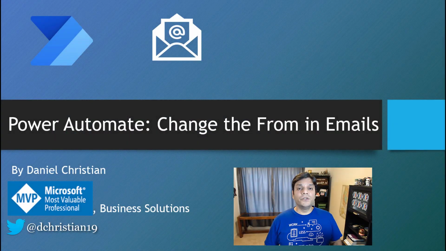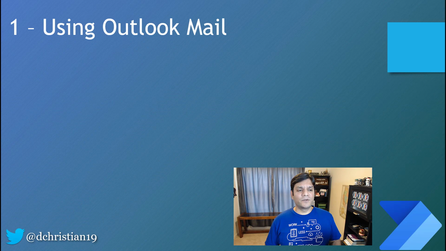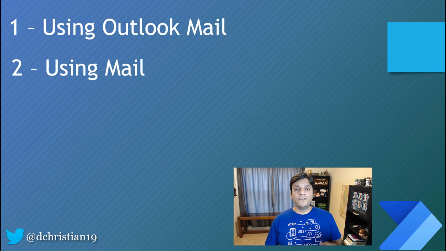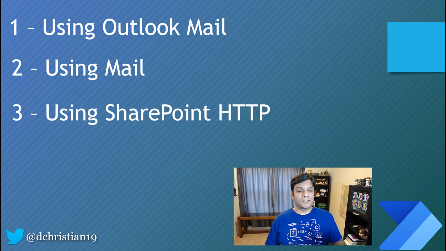So what I'm going to show you is how you can change the from in 3 email actions. And here's the ones that I'm talking about. In this case, I'm going to show you if you're using Outlook Mail, how do you go and change that? If you're using Mail, then how do you go and change it? And also using the SharePoint HTTP.